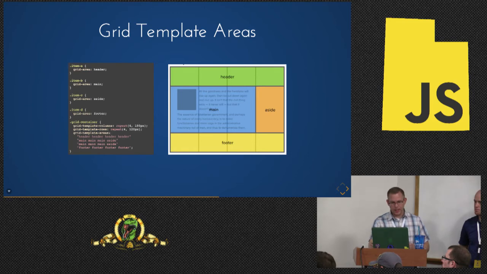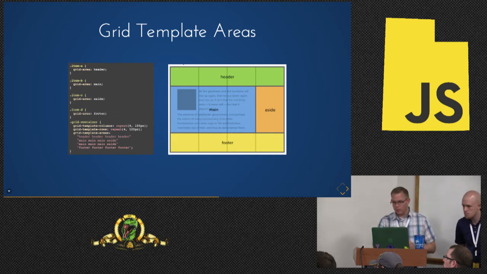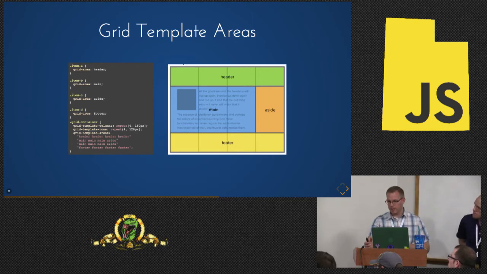As you can see, there's header, header, header, main, main, aside, and so forth. The string represents a row, and the words represent an item area. And if you look at the very bottom, under grid template areas, that produces the image on the right. Kind of smooth, I think.